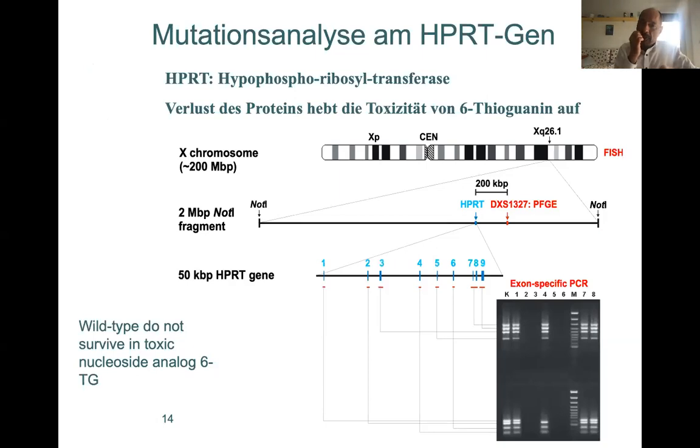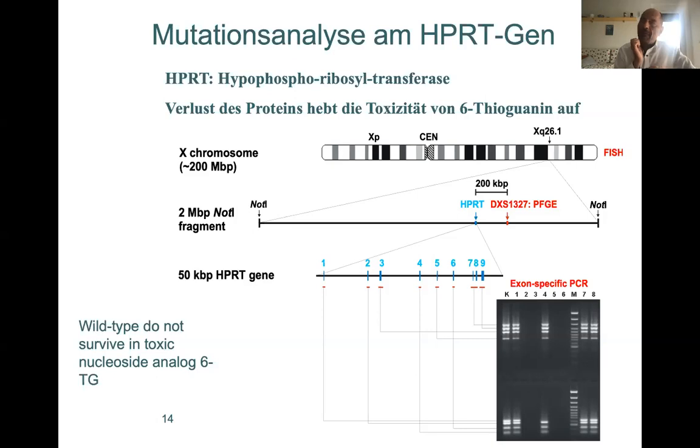One very nice way to measure the mutation rate in cells is to use the so-called HPRT assay. The HPRT assay is based on the hypoxanthine phosphoribosyltransferase gene, which is a particular gene located on the X chromosome, to be precise, in the Xq26.1 band, if you do the G banding. And why is it so important?